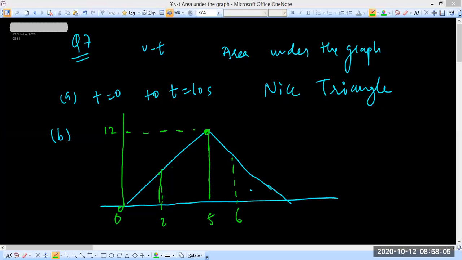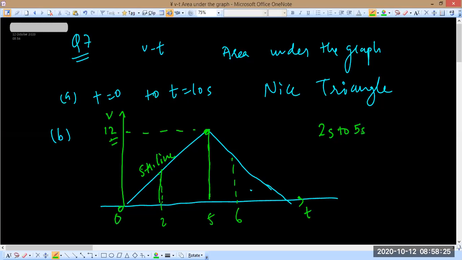Yeah. So I was saying that because this velocity here is 12 meter per second, if you want to find it for this parallelogram, you see here this graph is a straight line. VT graph, straight line means it's constant acceleration, right? So for 2 second to 5 second, here we are seeing that it's constant acceleration, right? For every, actually for 0 to 5 second, the acceleration is constant, right? Because here the graph is a straight line.